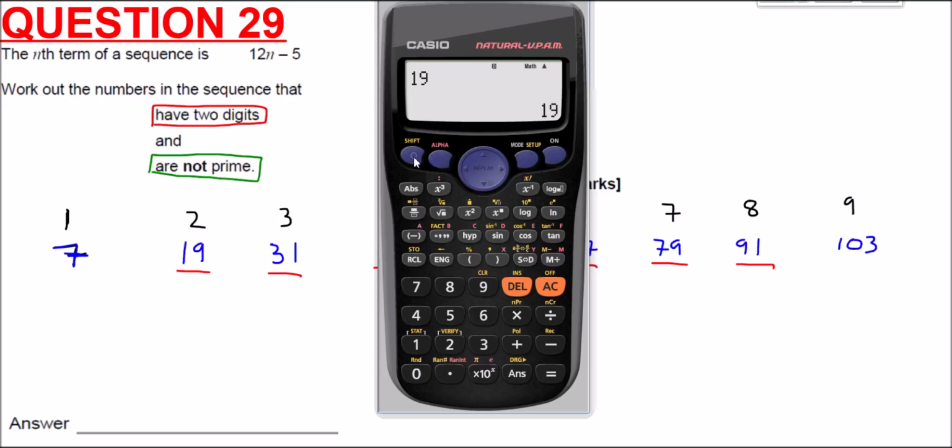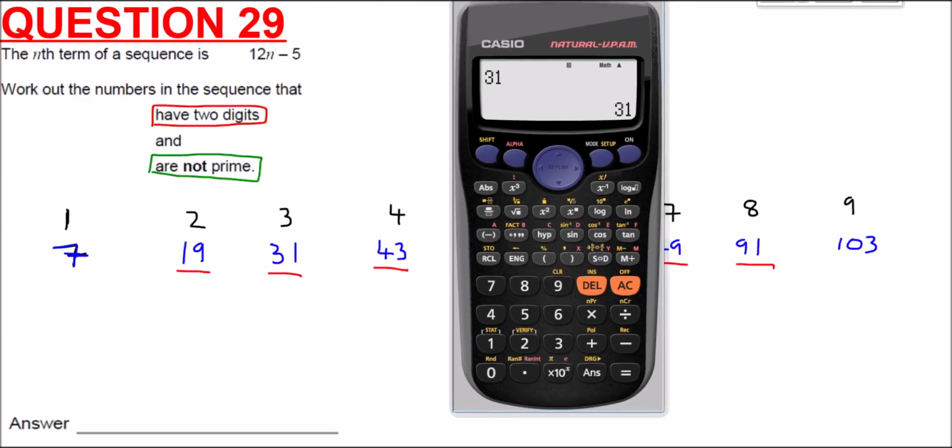So shift fact, 19 just stays as it is. And so 19 is a prime number. 31 equals shift fact. 31 again is prime. Is 43 prime? 43, press equals, shift fact, 43 is prime.